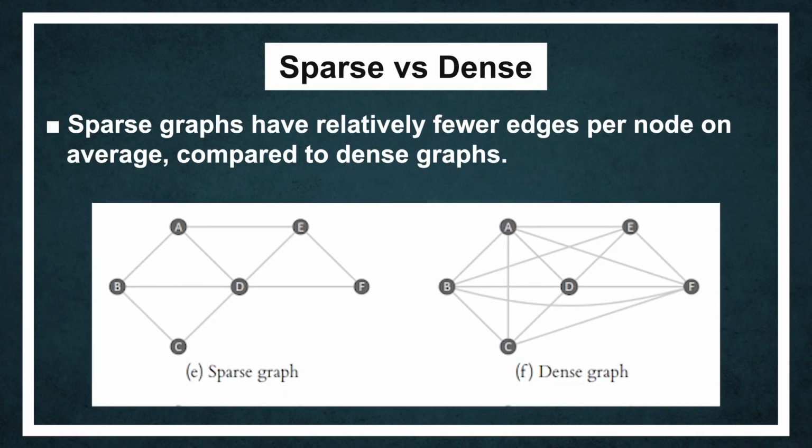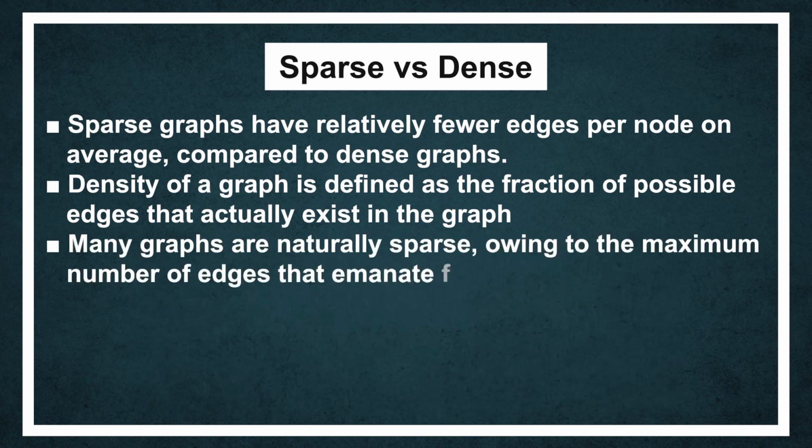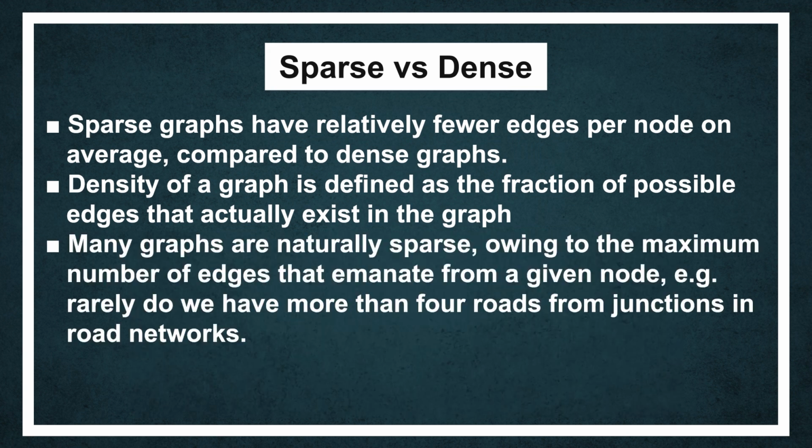One more type of graph is known as sparse versus dense graphs. A sparse graph has relatively fewer edges per node on average compared to a dense graph. Refer to figures E and F. Density of a graph is defined as the fraction of possible edges that actually exist in the graph. Many graphs are naturally sparse owing to the maximum number of edges that emanate from a given node. For example, rarely do we have more than 4 roads from a junction in a road network. Most biological networks are also quite sparse.